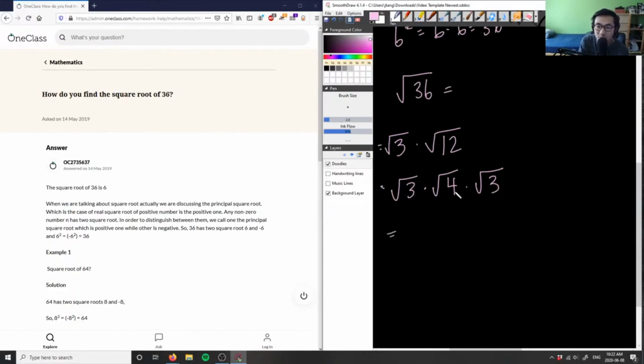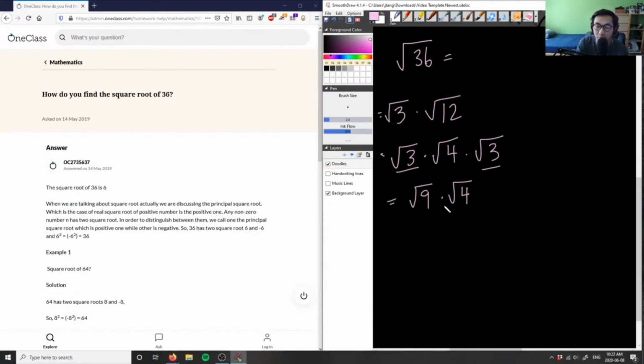Which is the same thing as root 3 times root 3, which equals root 9, times root 4, if I simplify these two. And I know that root 9 equals 3, and root 4 equals 2. So therefore, it's 3 times 2, which equals 6. So that's how you would break this down into its prime factors. But at the end of the day, you still don't need to know that root 9 equals 3 and root 4 equals 2, because these are smaller numbers, and I would expect most students to know the square roots here. But either way, both answers lead to 6.